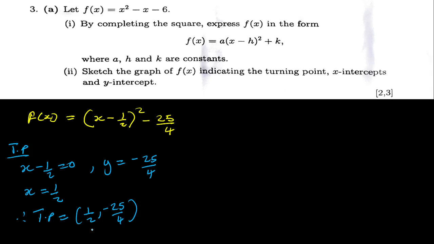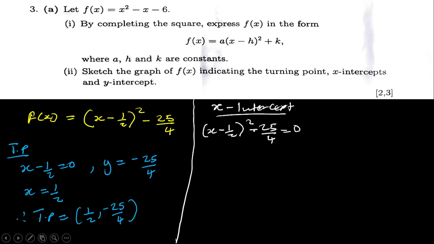Then my next task is to look for the x and y intercept. So y intercept is easy, but I'll look first for the x intercept. So I'll just get that, which is (x minus 1 over 2) squared minus 25 over 4. I'll equate it to zero. The audio is behind. All right, it will be worked on.